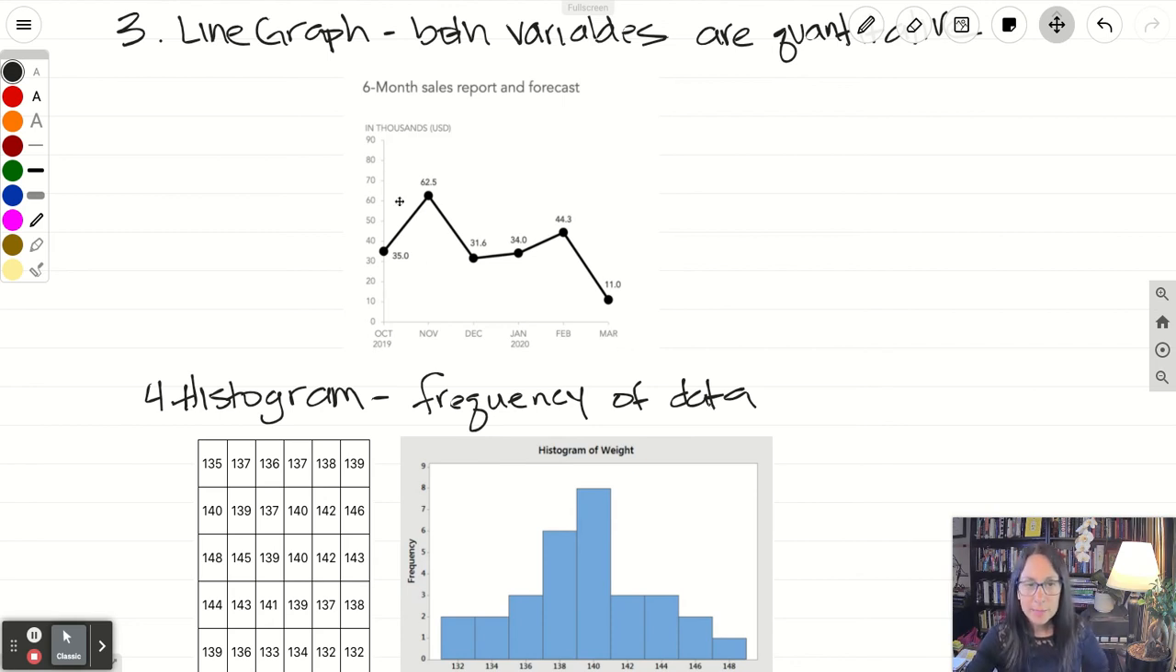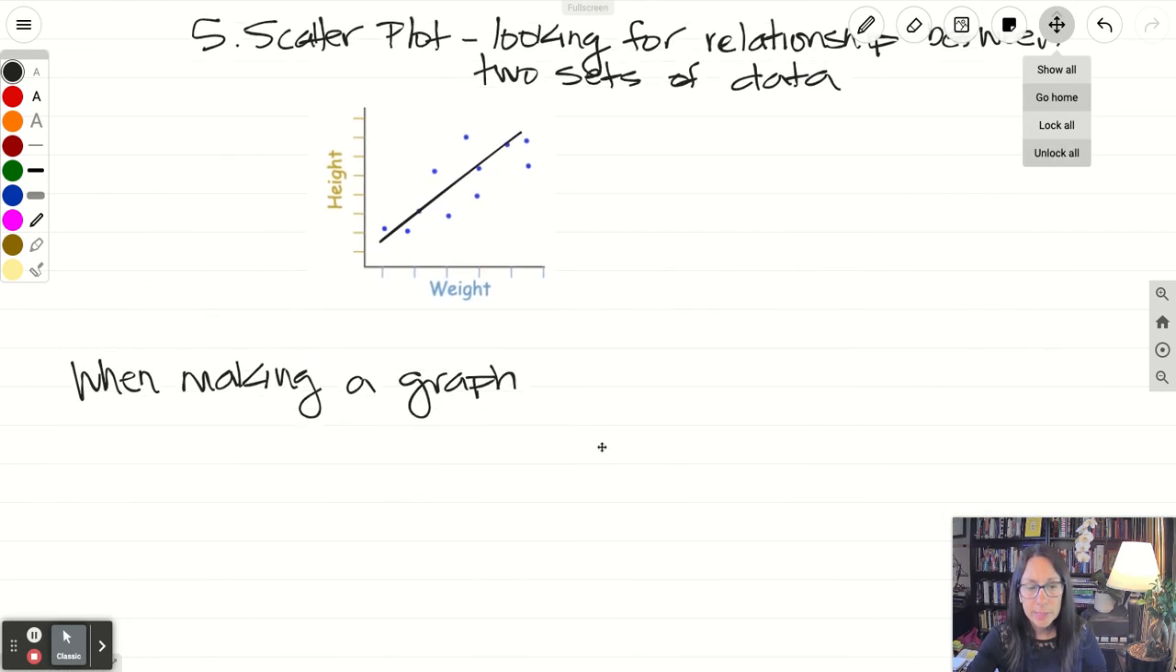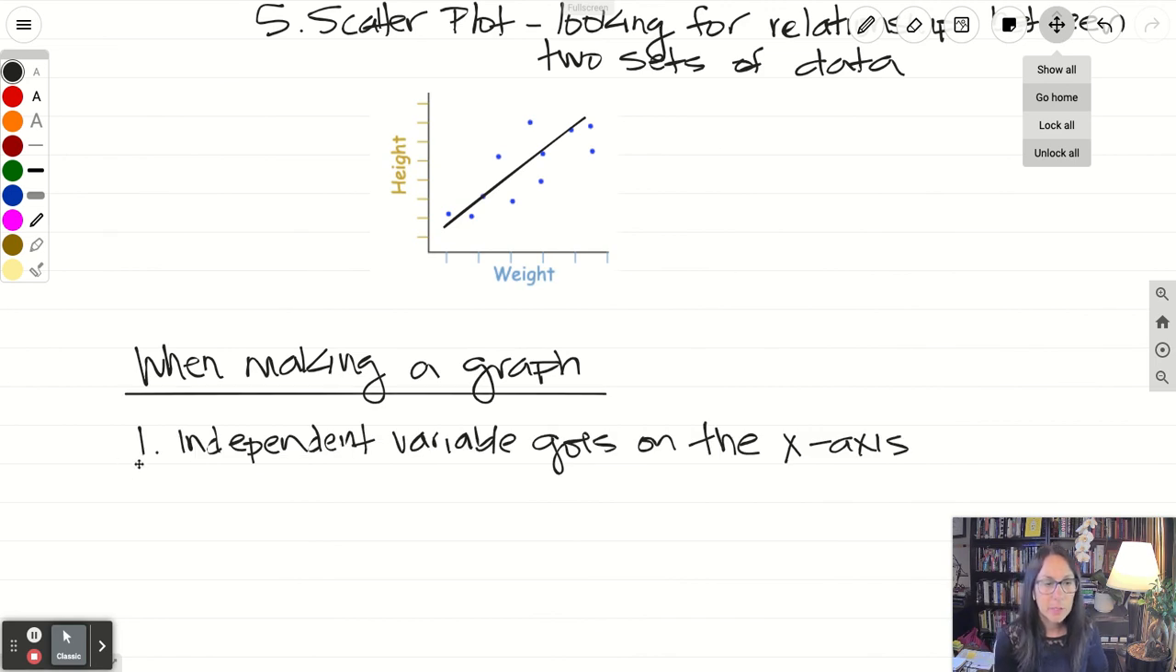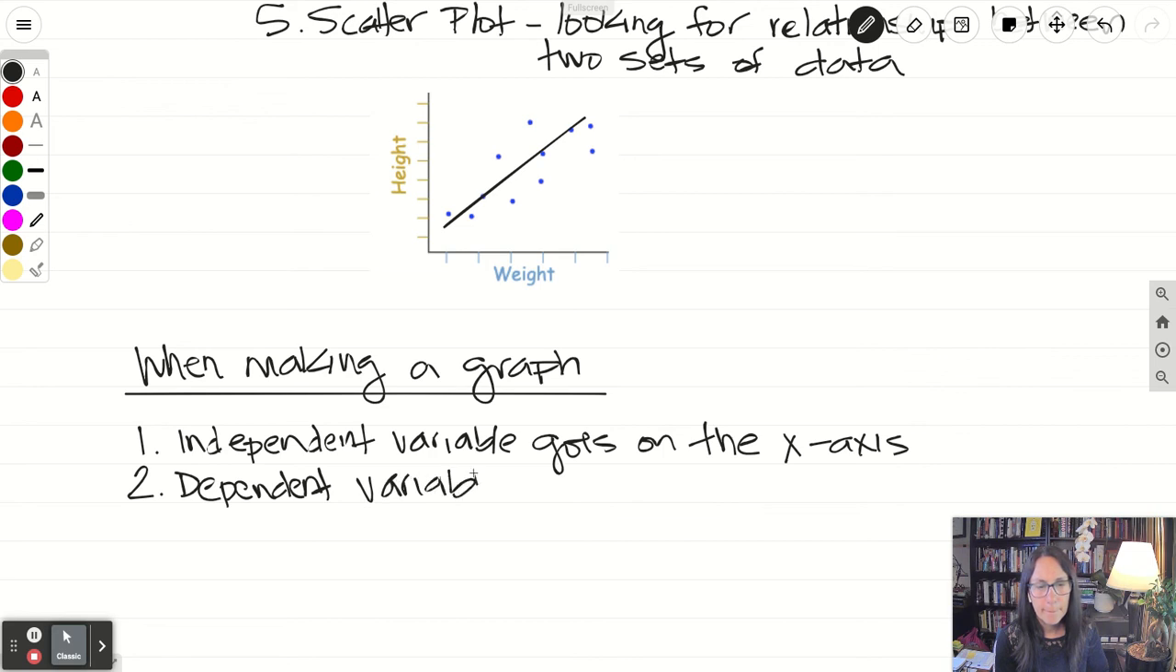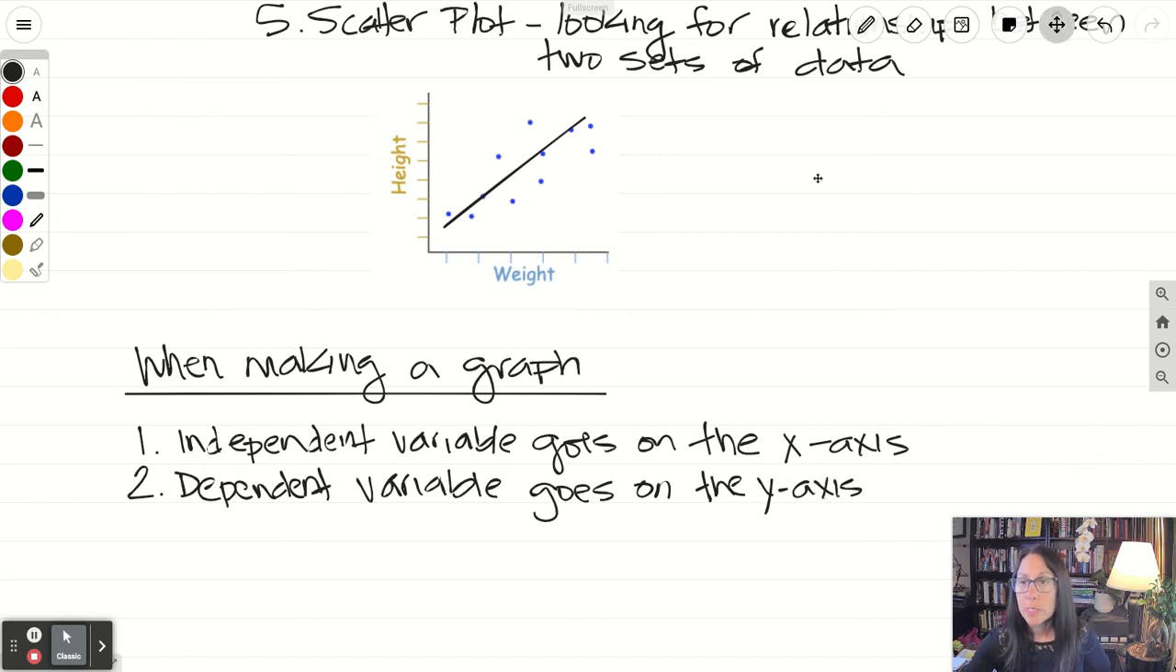On the y-axis, you always put the dependent variable. And remember, the dependent variable is what you are measuring. And here we are measuring how many sales there were. Let me write this down on our list, and then I'm going to look at another graph with you. So number 2, the dependent variable goes on the y-axis. And remember, that's what we're measuring in an experiment.